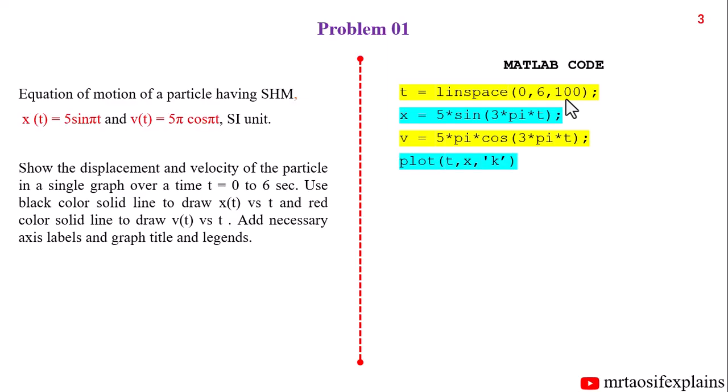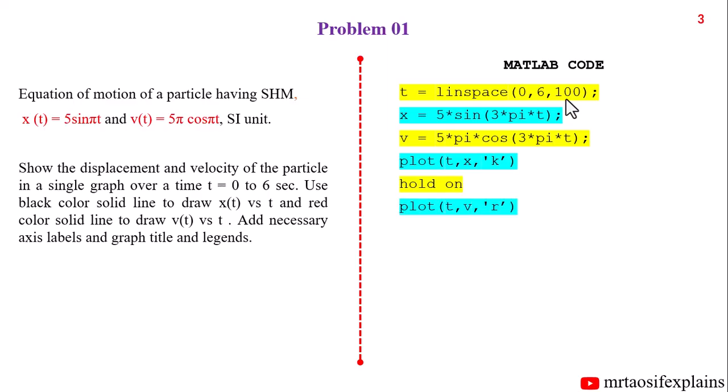Next we will plot time, distance versus time. So our independent variable is time and our dependent variable is x. We have used a comma, and in quotation we have written k. It means that the line color will be black. Next we have written hold on. It means that in the same figure we will actually draw two graphs, right?